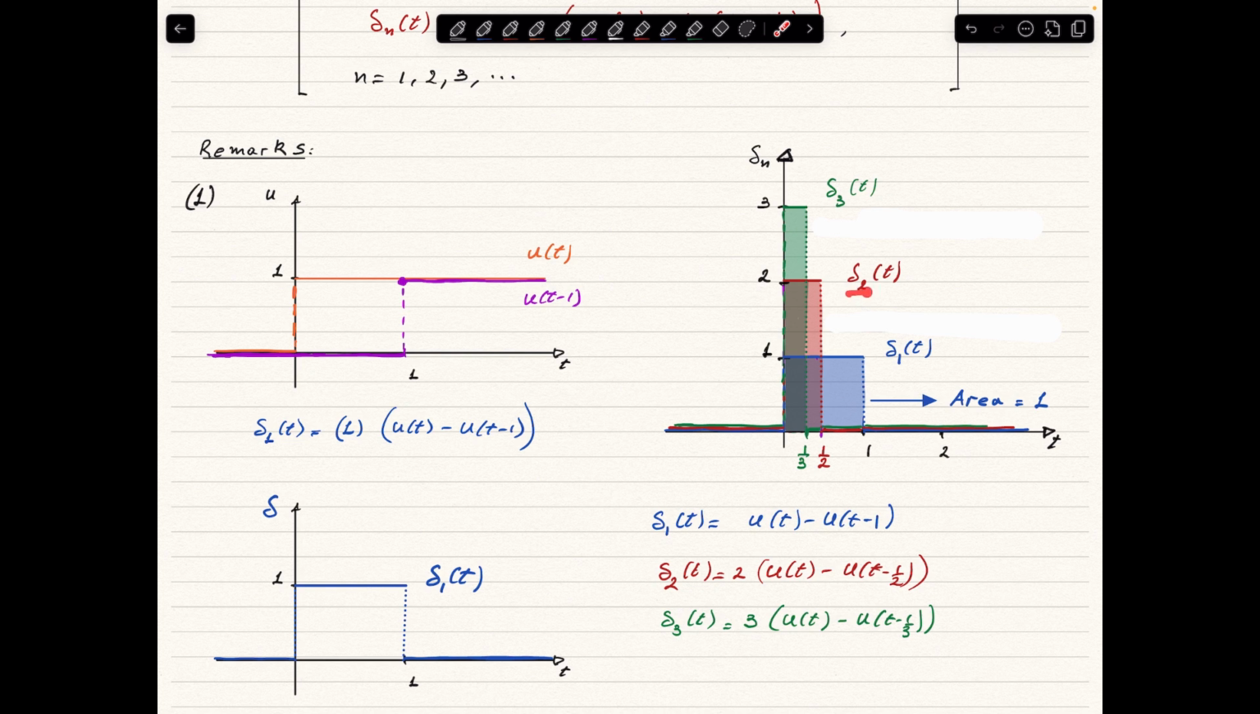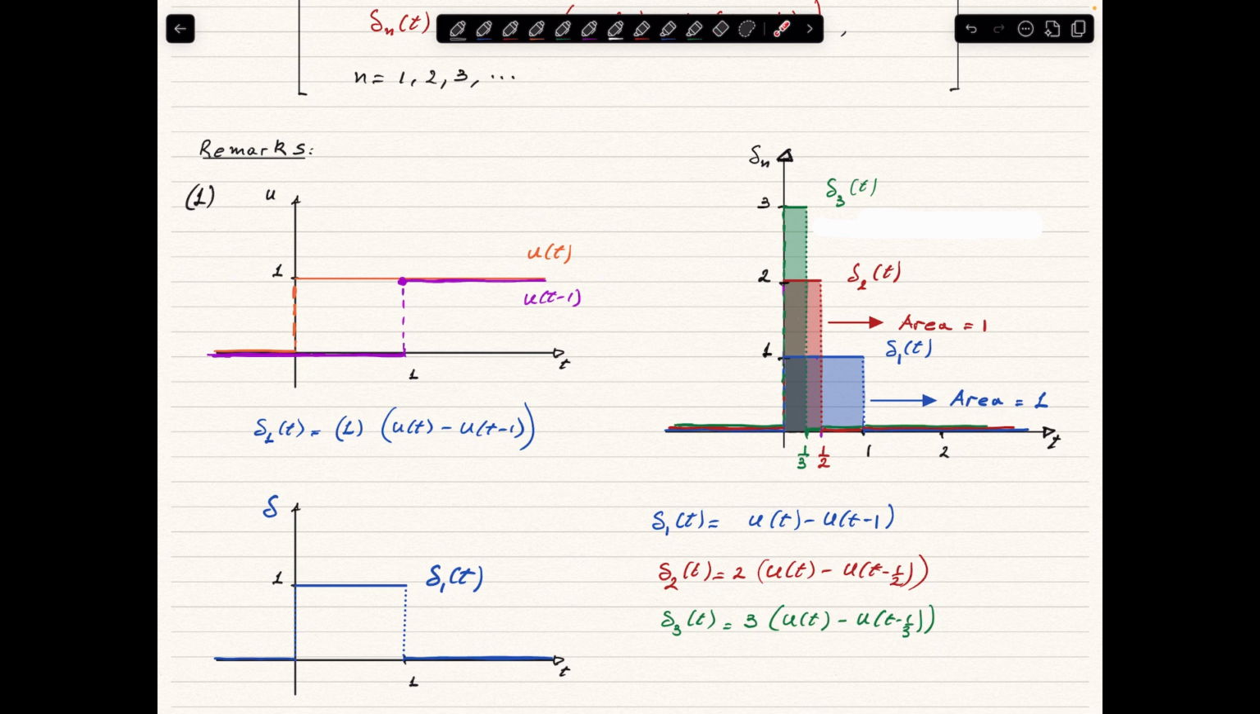Now consider the function delta 2. Delta 2 is a higher function. So first of all, delta 2 is this function here. The function delta 2 is 0 everywhere else except in the interval 0, 1/2, and in that interval takes value 2. So the area under the graph of that function is the area of this rectangle of size 2 and 1/2. So again, this integral is going to be 1. The area under the graph of the function is 1.